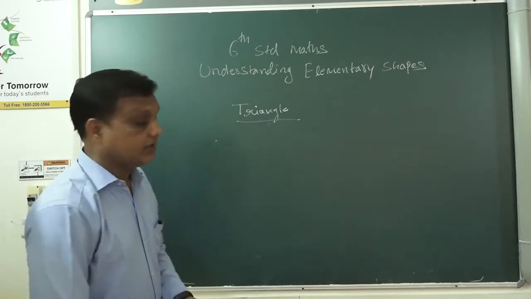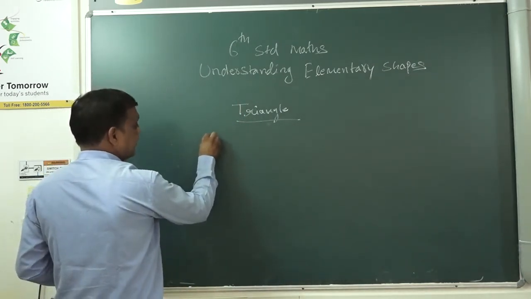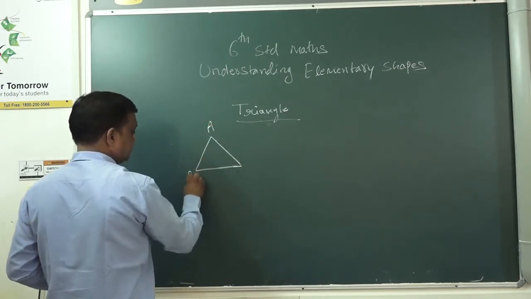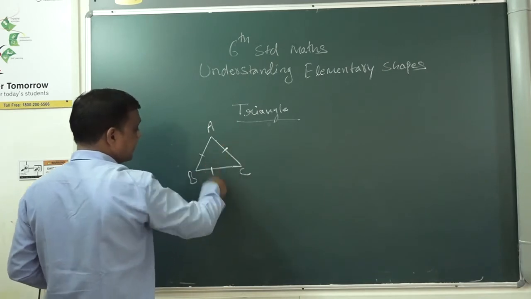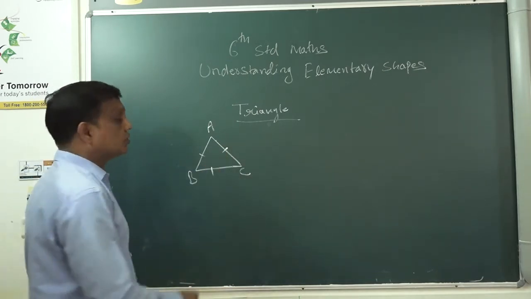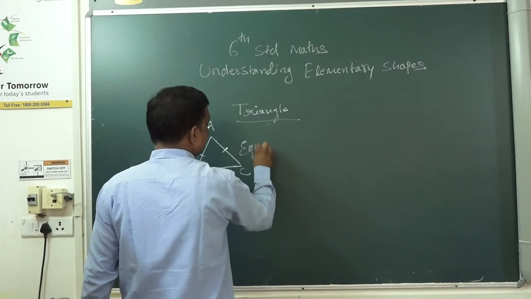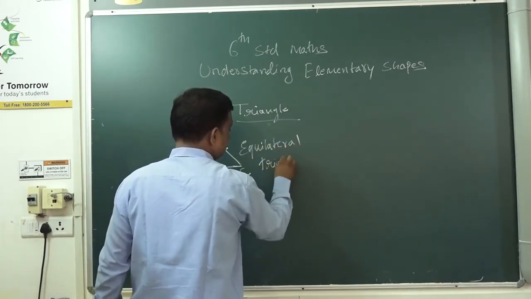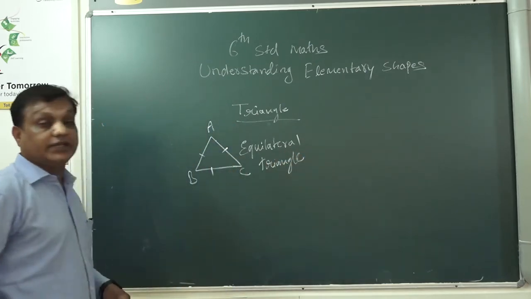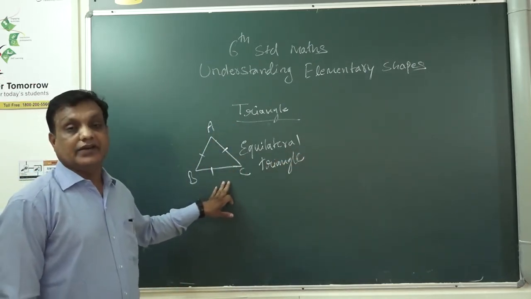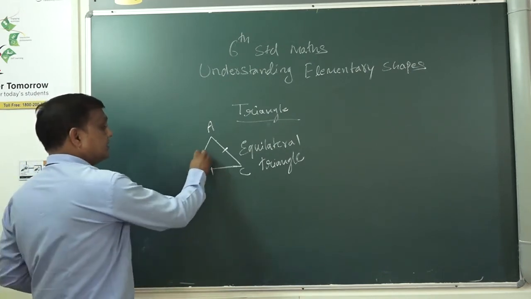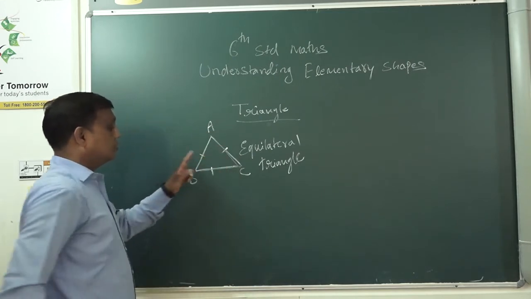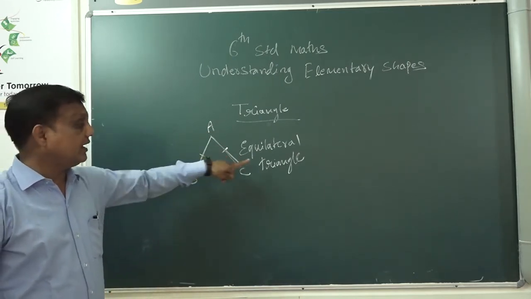Now we have seen the angles. Now we will see the triangle. When these 3 sides are equal, this triangle is called an equilateral triangle. Now this triangle is what? Equilateral triangle. Why is it an equilateral triangle? Because side AB, side BC, and side AC, all 3 are equal. So when the sides are equal, that type of triangles are equilateral.